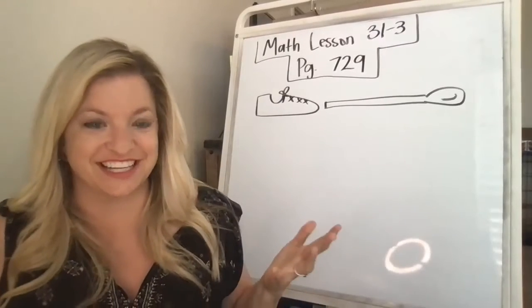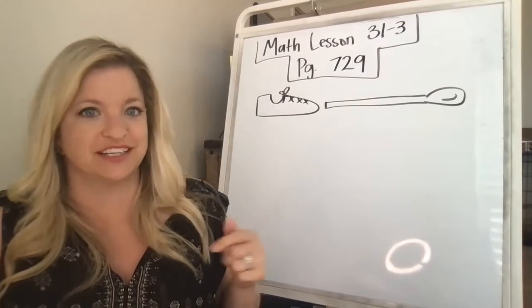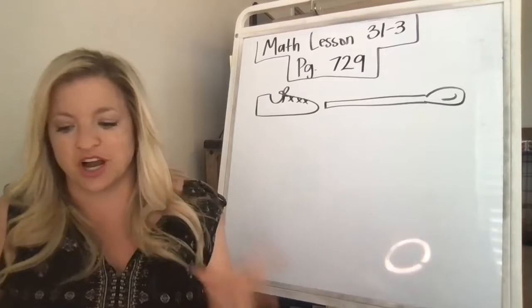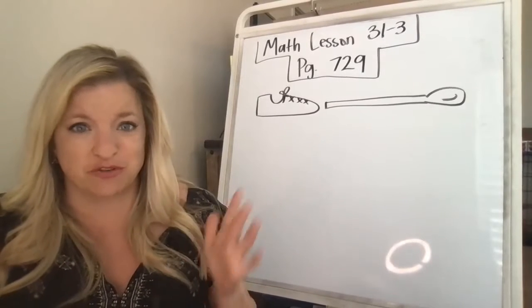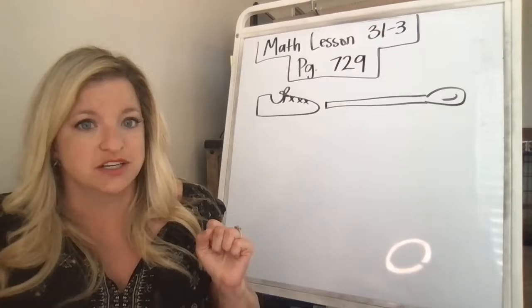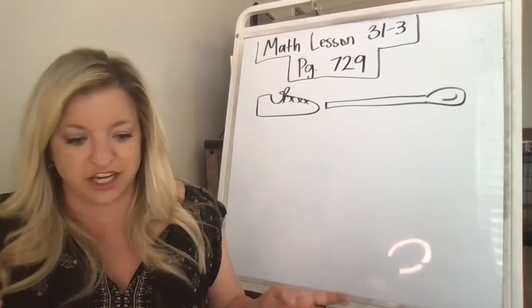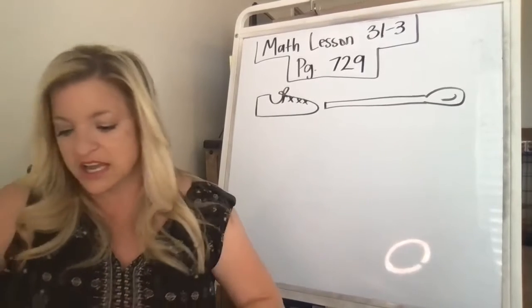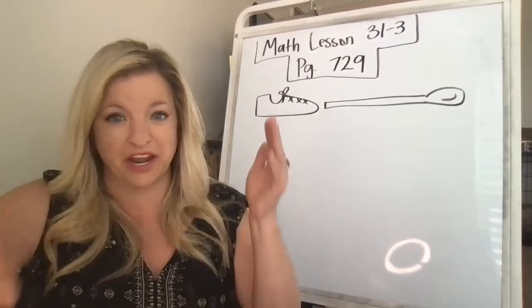Boys and girls. Today, let's do some more math. We're on lesson 31. We're on session 3. So we skipped over sessions 1 and 2, and now we're on session 3. You're on page 729 in your math books, and we're talking about comparing lengths.